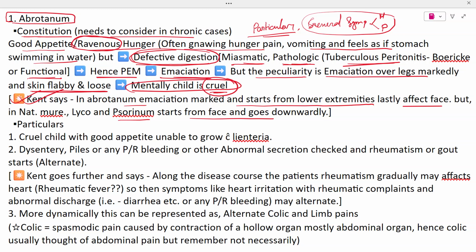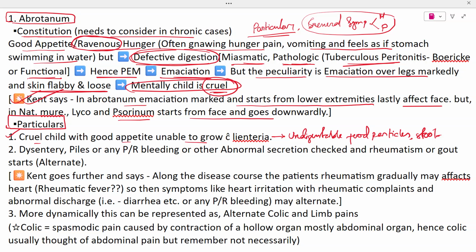Next, see the particular symptoms, that means those symptoms that the patient will present. Number one is child is cruel with good appetite, unable to grow, with lienteria. Lienteria means undigested food particles through the stools. As we all know, stool is undigested food, but if the food the patient has taken comes out as it is or slightly changed in his stool, then we call it lienteria. That is an old term. It means whatever the patient is taking, only 10 or 20% is digested and the remaining all goes through the stool. So the patient's stool character is like that.